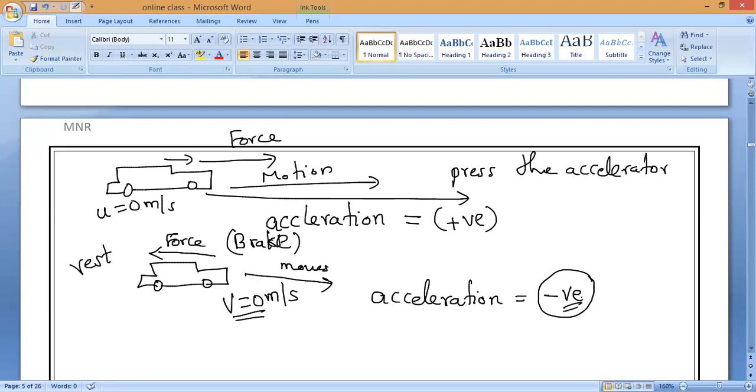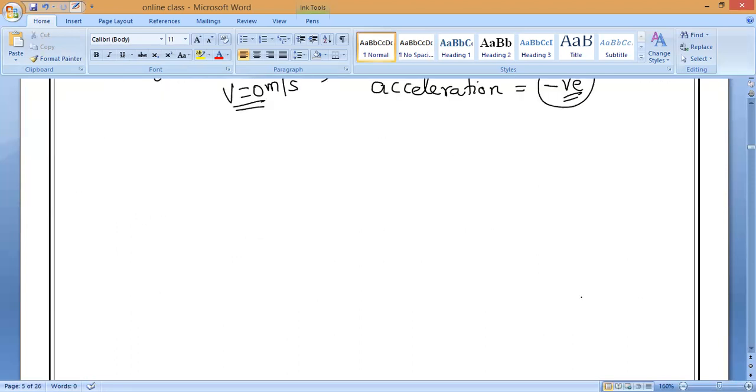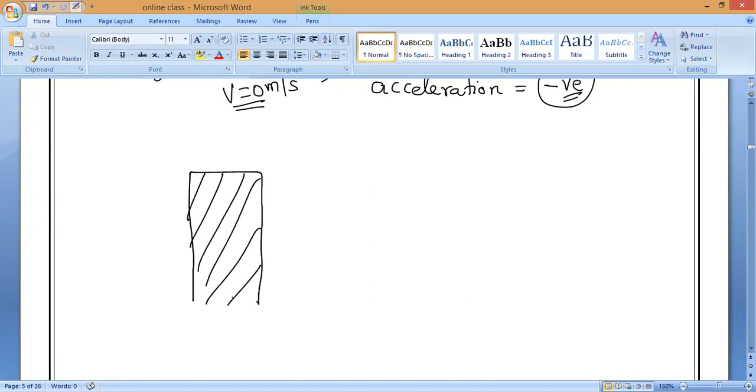Yes or no? Now, in the same way, you tell me, if the body started like this, suppose this is your house, imagine you are standing on the terrace. Now you throw the ball here, and the ball is falling towards the earth. Now you can see, I am throwing the ball downward.